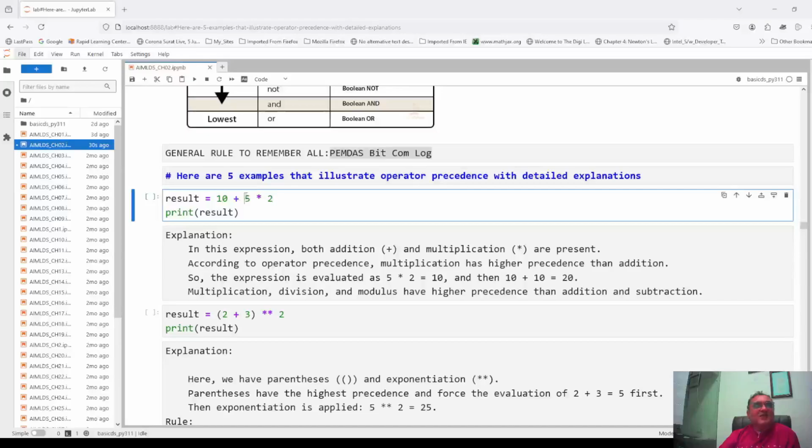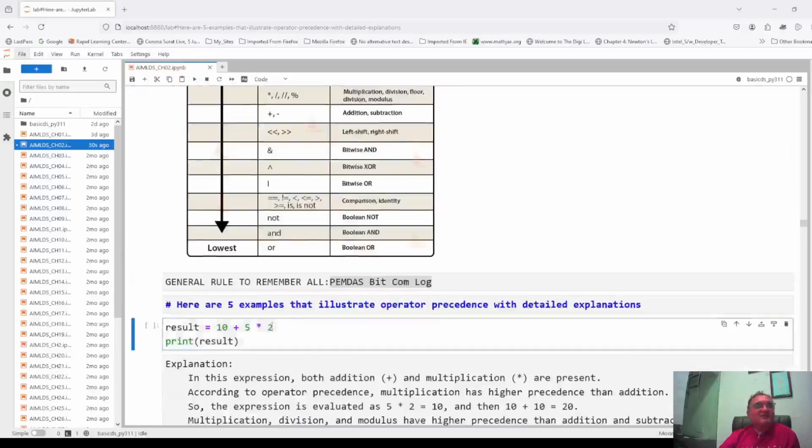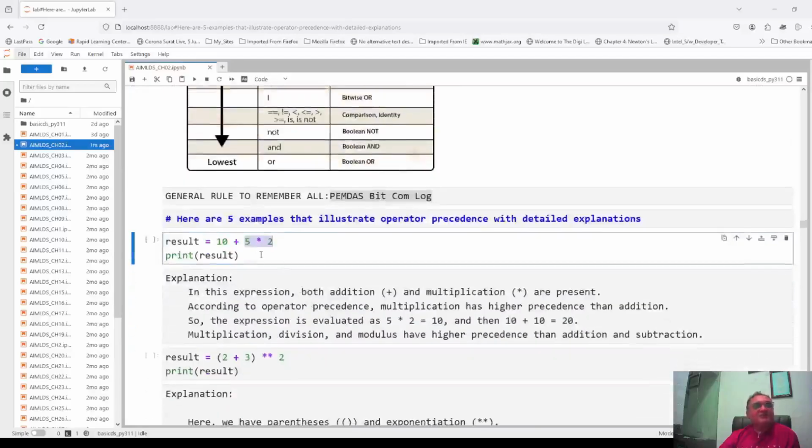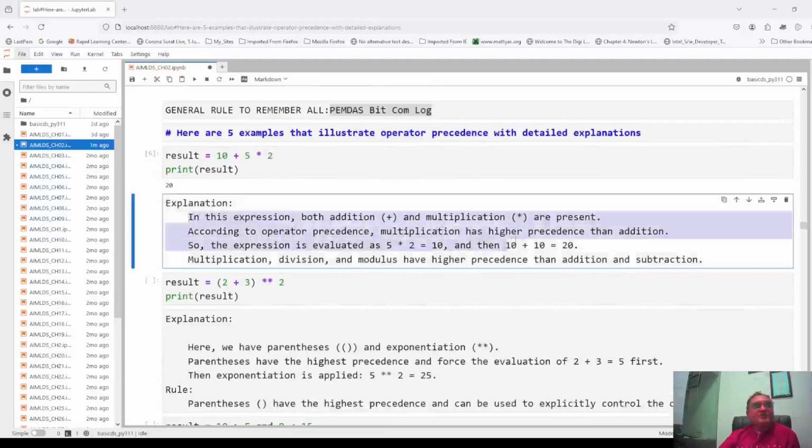But another person will say no, I want to do 5 multiplied by 2 first. So 10, and then I want to do this addition. The question is, who is correct? Then you have to look at this rule. Multiplication has higher precedence than addition, so multiplication should be done first. So 5 multiplied by 2 is done first, giving 10, and then another 10 is added to it. So the result should be 20, and the result is 20. Okay, so this is the explanation for that.